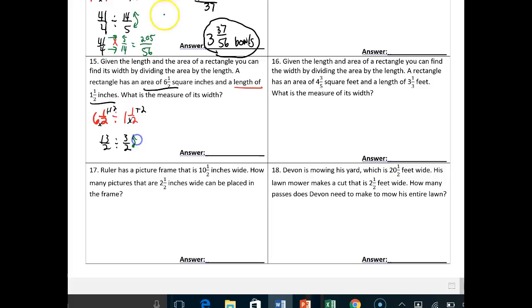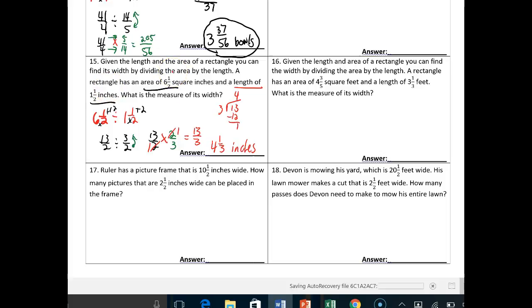Now flip and change it to multiplication. So 13 over 2 times 2 over 3. Look, I can finally cross cancel something. And I should get 13 over 3. 3 goes into 13 4 times, which is 12, with 1 left over. So 4 1/3 inches is the measure of my width. And you could check that by multiplying 4 1/3 by 1 1/2. You should get 6 1/2.